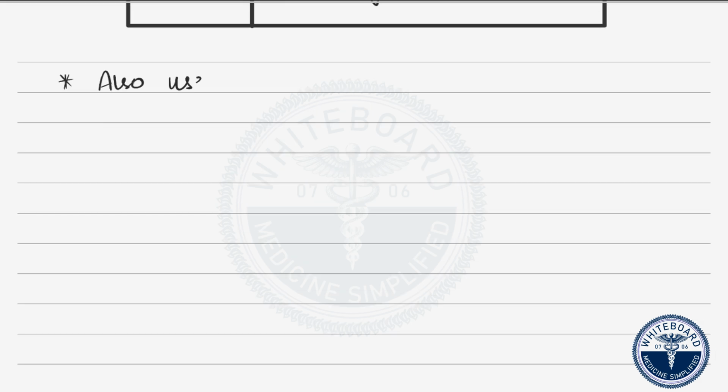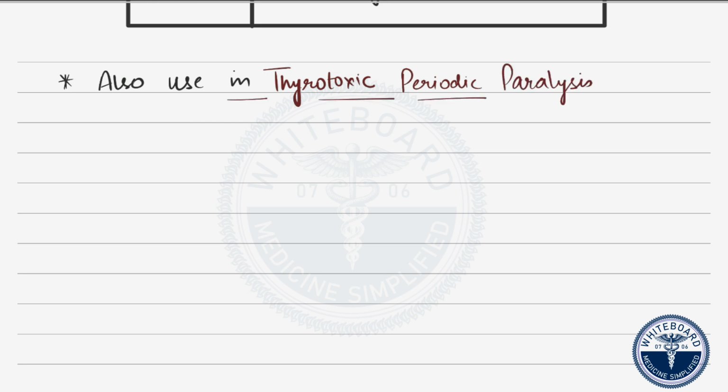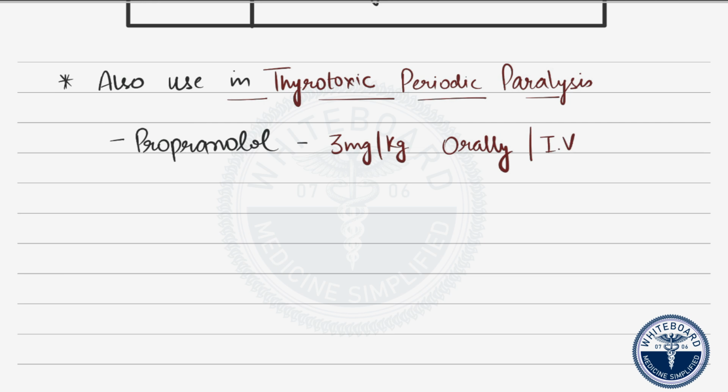Propranolol has a proven therapeutic role in thyrotoxic hypokalemic periodic paralysis. High-dose non-selective beta blockers, for example propranolol 3 mg per kilogram orally or intravenously, can rapidly correct hypokalemia and paralysis by reducing intracellular potassium shift.